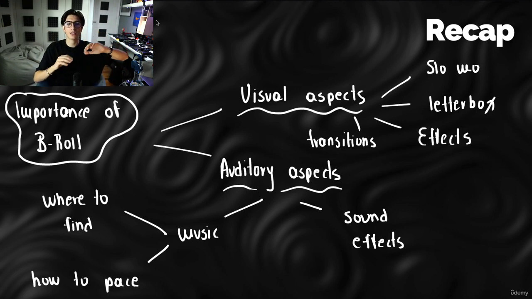subdivided B-roll into 2 categories, the visual aspects and the auditory aspects. Visual aspects were further subdivided into slow motion, letterbox, effects, and transitions. We analyzed each one of those subcategories and some key tips that I want you to remember. And then we further subdivided the auditory aspects into music and sound effects. Obviously, when it comes to music, we talked about where to source it, where to find it, how to pace music, and how to match music with the visual aspects of your video.